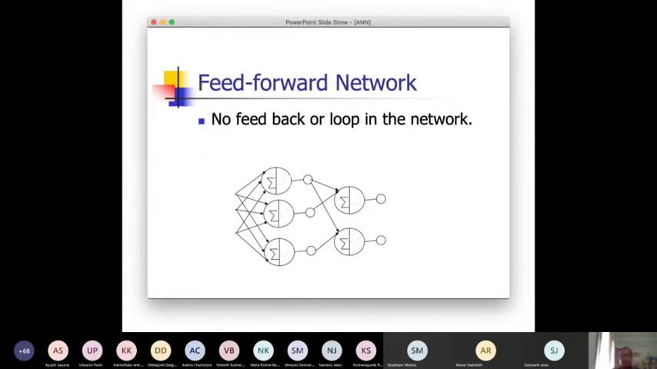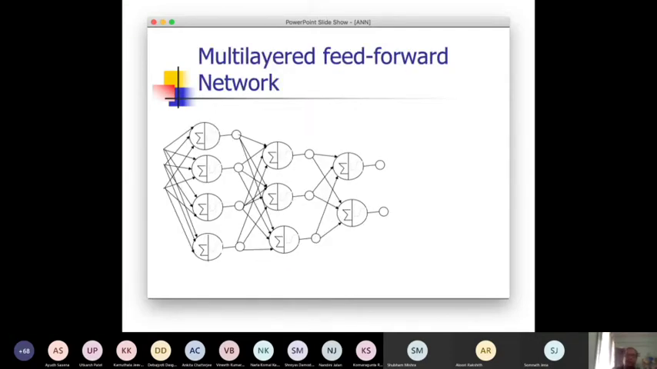So one of the topologies which is of very wide interest is called the feed-forward network. It means that all the connections are in one direction. It's a kind of one-directional directed graph if we consider them as nodes, and there is no cycle within that graph. So there is no feedback or loop in the network.